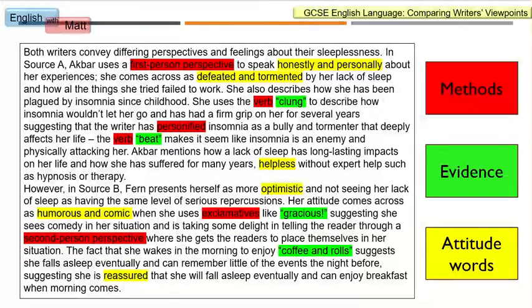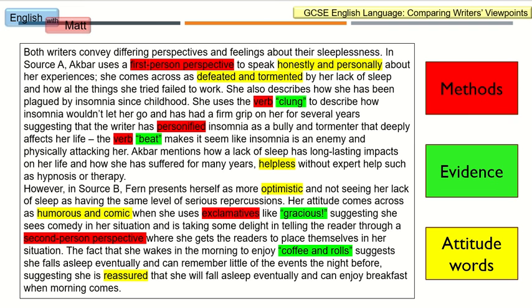I've actually done a separate video about how to use quotes, about them being short and essentially not copying long chunks out from the extracts, which waste time and doesn't get you any marks. So it's important to be short, concise, and judicious. So it says both writers convey different perspectives and feelings about their sleeplessness. In source A, Akbar uses a first-person perspective to speak honestly and personally about her experiences.